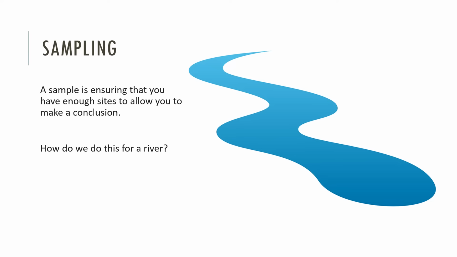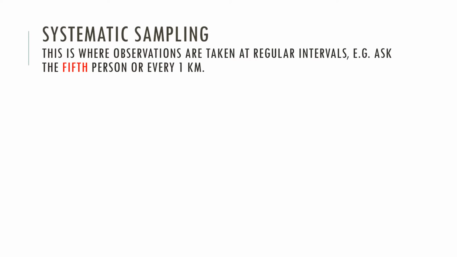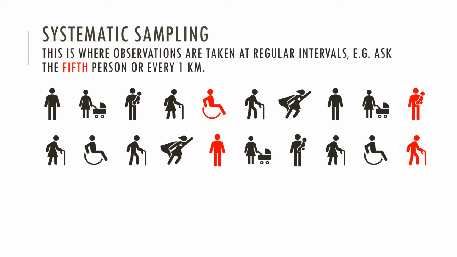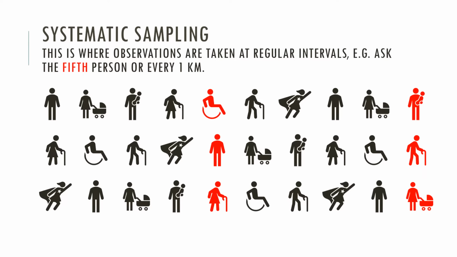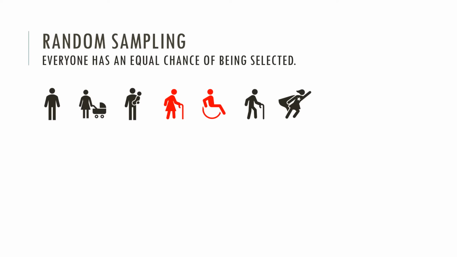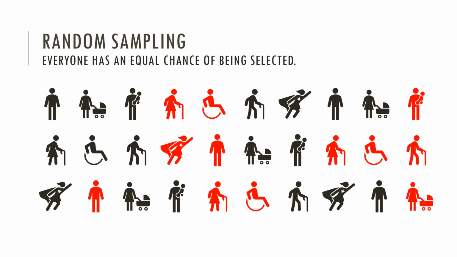So these are the things we need to consider for a river. So, systematic sampling. This is where observations are taken at regular intervals, e.g. we ask the fifth person or we carry out an investigation every kilometre. So for example here, I'm asking the fifth person. Nice and straightforward. Random sampling, on the other hand, is when every point has an equal chance of being selected. So there's no fixed amounts, you just ask whoever, or you just choose random locations to do the investigation.